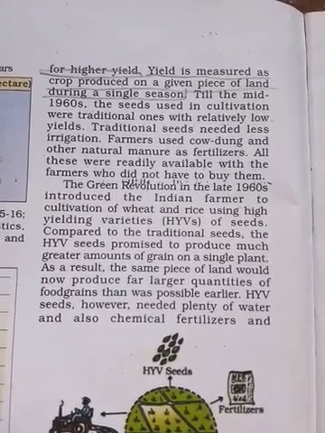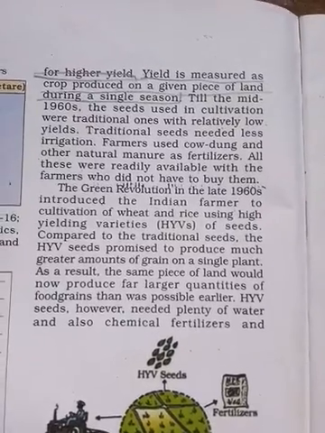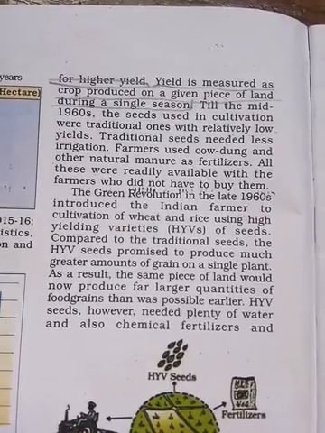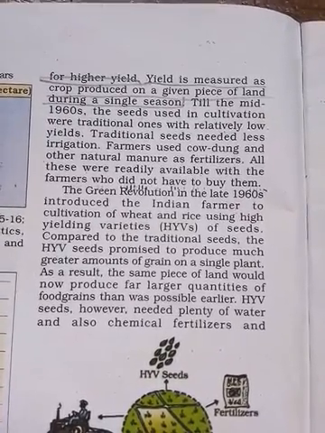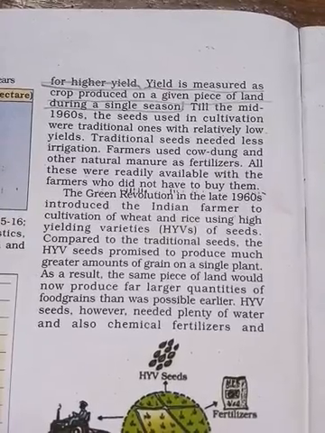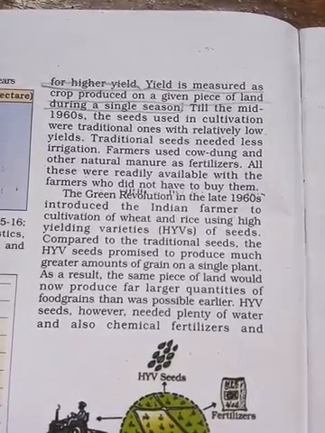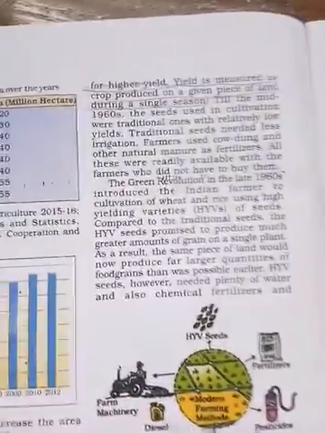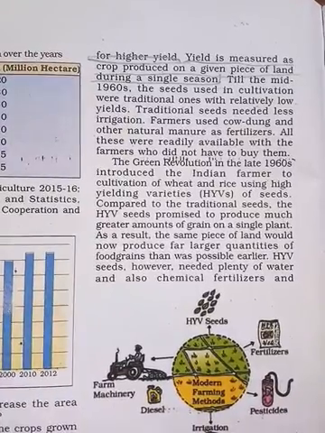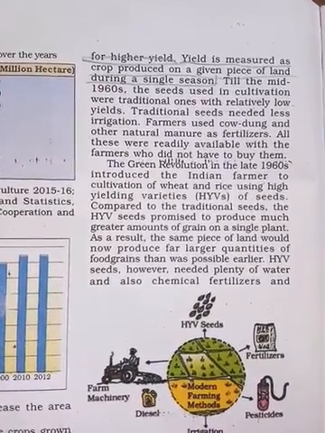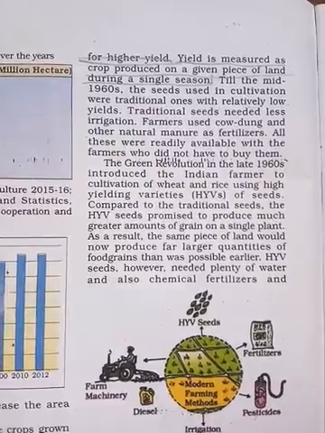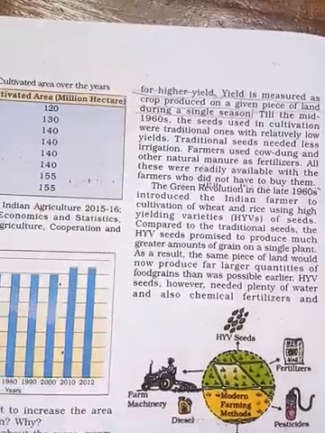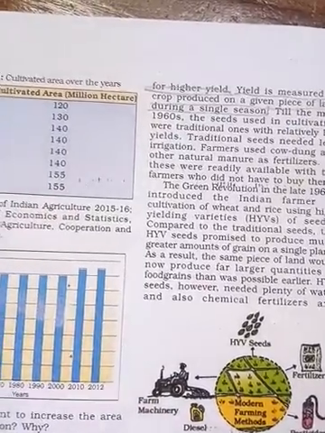That means up to the 1960s, in India they were using traditional seeds, so the production was very less. Traditional seeds need less irrigation. Why were they using traditional seeds? Because before the 1960s, the production was very less, since traditional seeds require less water. After developing irrigation facilities, they started using high yield varieties.